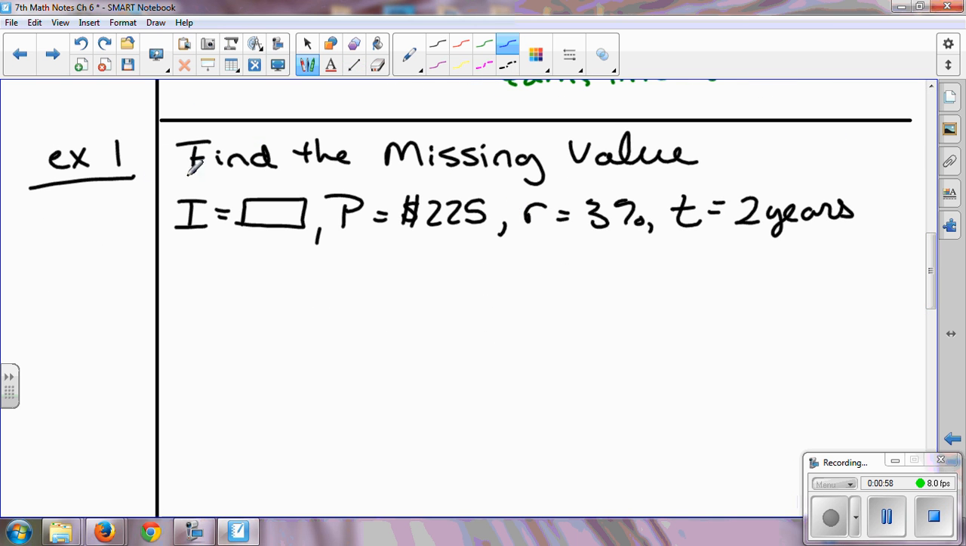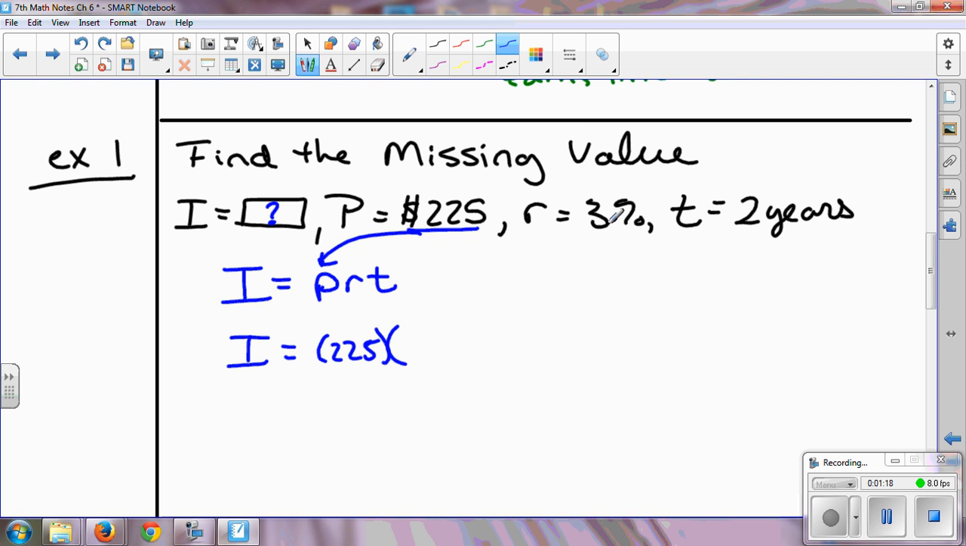We are dealing with the simple interest formula, so the first thing I'm going to write down is my formula, I equals PRT, and I'm going to look at what it's asking me to find, which is interest, so I will have I all the way throughout. My principal, I'm going to substitute in for P, so I'm going to have 225. My rate, which I cannot use as a percent, I have to first change into a decimal, so I'm going to move the decimal 2 places to the left. So I'm going to have 0.03. My time is already in years, so I have times 2 years.